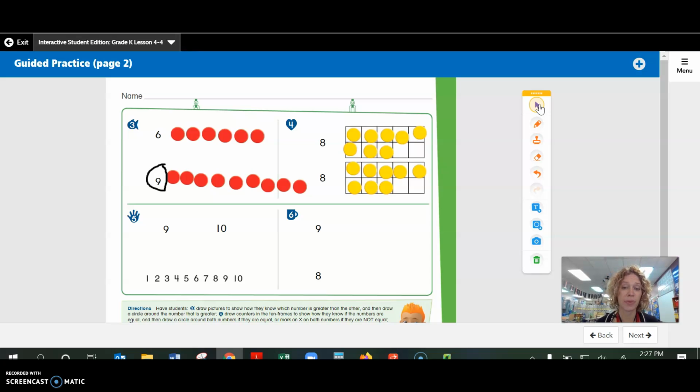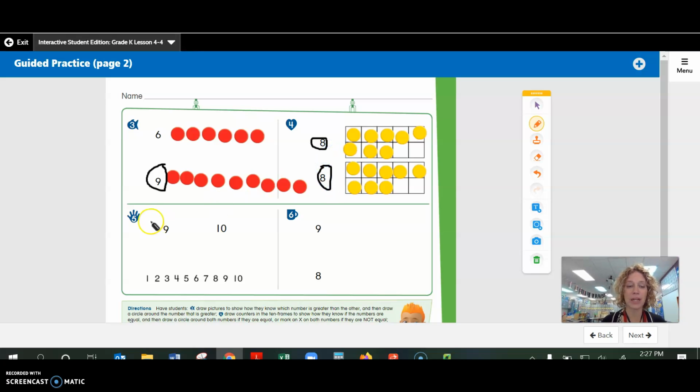They're the same. So how do I know that they're the same? Because there's the same number of counters in this 10 frame as there is in this 10 frame. So 8 and 8 are equal. They're the same. So I'm going to circle them. So that's what you're going to need to do. Circle the 8 and circle the 8.